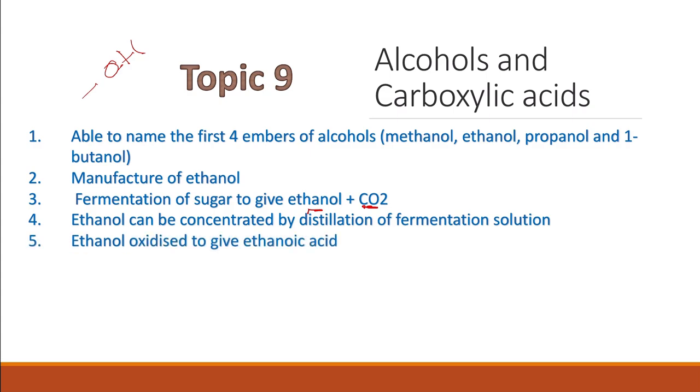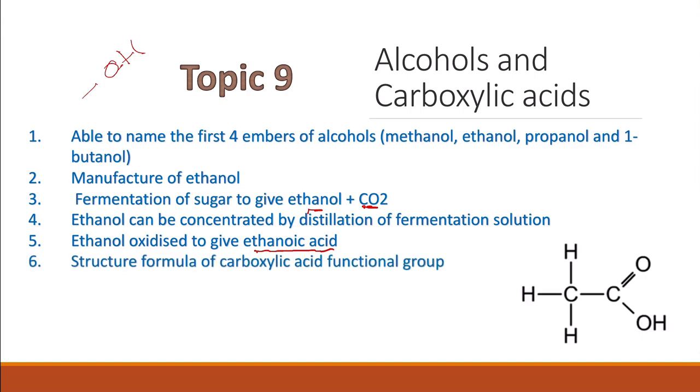Ethanol can be oxidized to give ethanoic acid, which is a carboxylic acid, and you should be able to use any of the first four members of the alcohols to identify the product of the oxidation as a carboxylic acid. You should know the structural formula of the carboxylic acid functional group, which is the carbon with the double bond oxygen and then the OH.